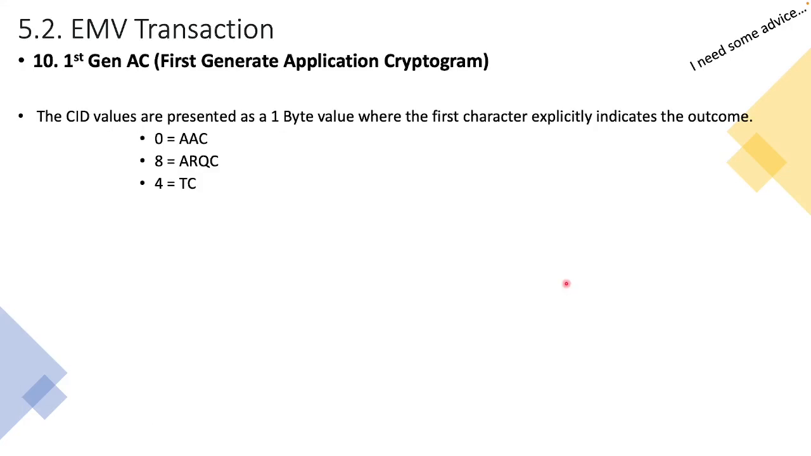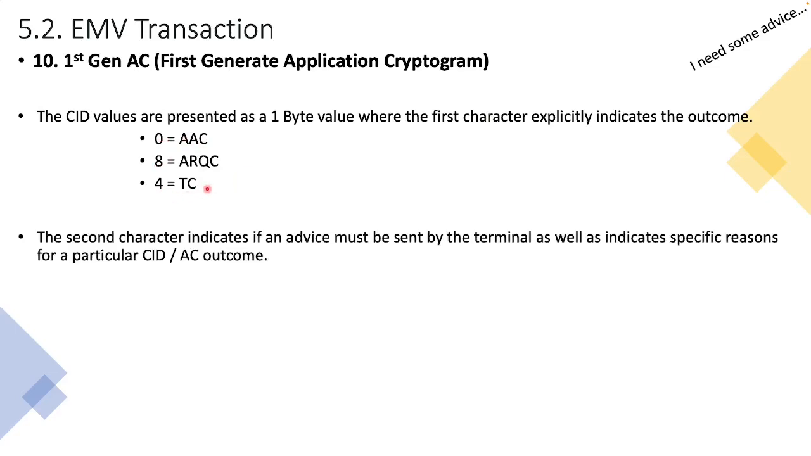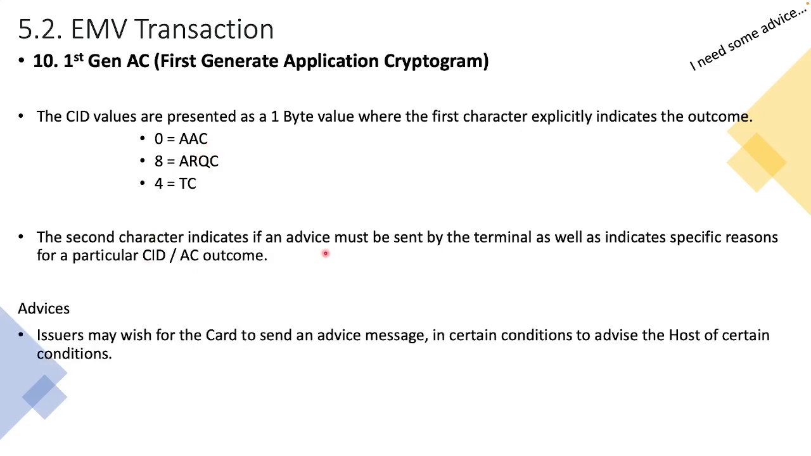So the CID values are presented as a 1 byte value, as I just said, where the first character explicitly indicates the outcome. Starts with a 0, it's a decline. Starts with an 8, it's an ARQC. Starts with a 4, it's an approval. The second character indicates if an advice must be sent by the terminal, as well as specific reasons for a particular CID outcome.